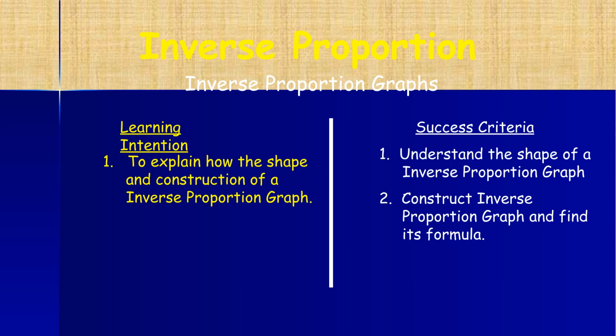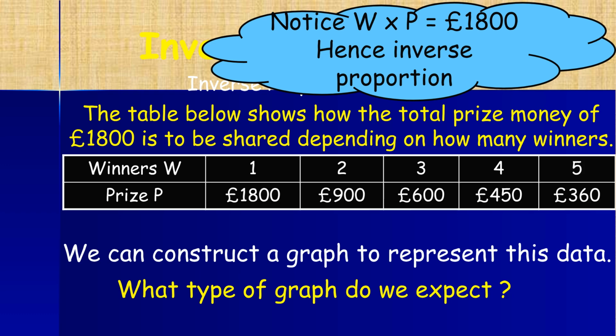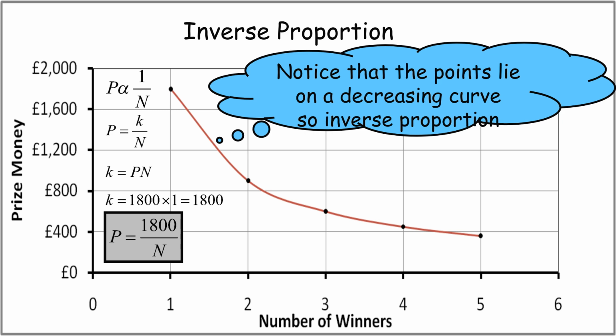Now we transition to inverse proportion graphs. Our learning intention is to explain the shape and construction. Our success criteria are to understand the graph's shape and construct the graph to find its formula. This table shows how prize money is shared among winners, illustrating inverse proportion, since the product W multiplied by P is always 1800. We expect a decreasing curve. Plotting these points on a graph results in a decreasing curve, confirming the inverse proportion relationship.